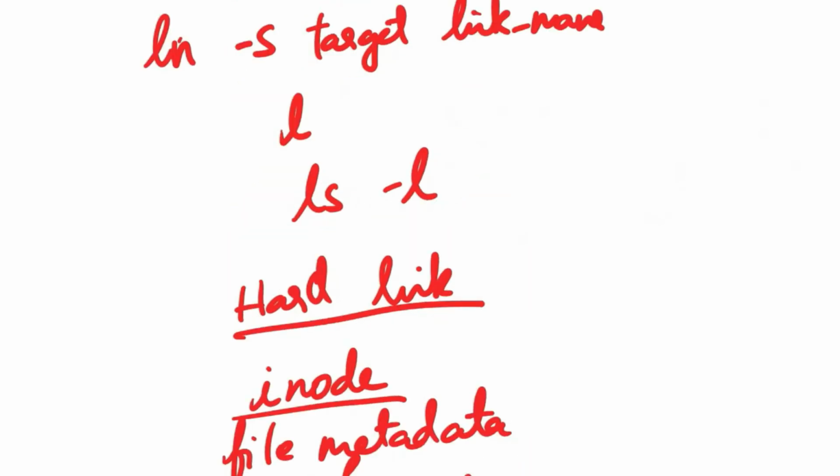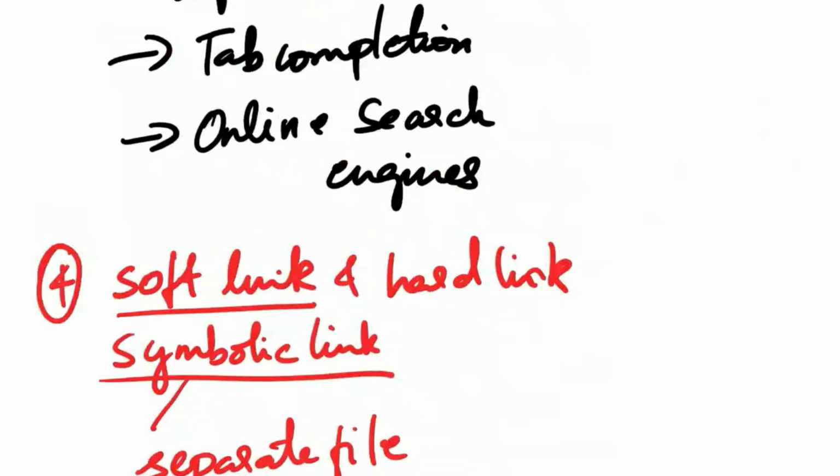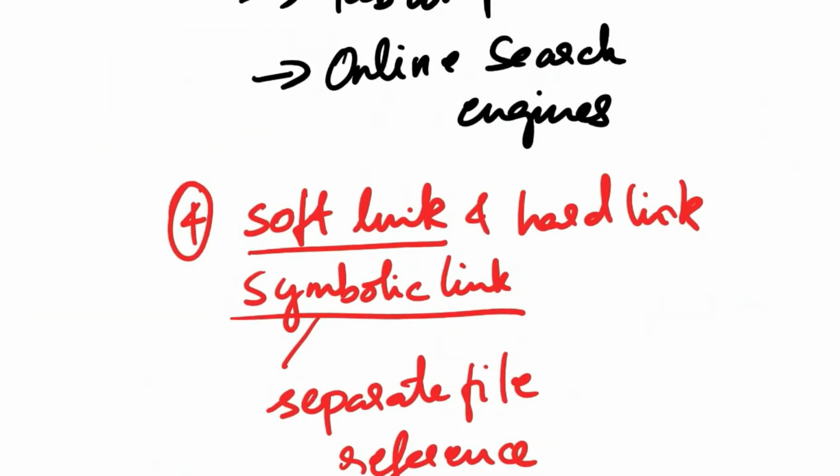So in summary, the main difference between soft links and hard links is that soft links are separate files that can span file systems and are not dependent on the existence of the target, while hard links reference the same inode on the same file system and depend on the target's existence. Hard links are commonly used for creating multiple references to the same file, while soft links are often used to create symbolic shortcuts or references to files and directories.